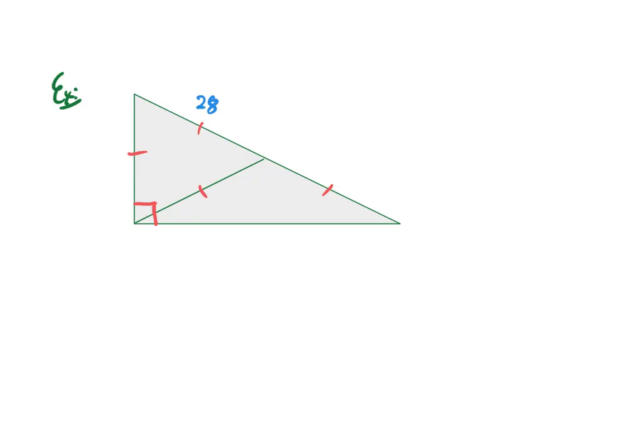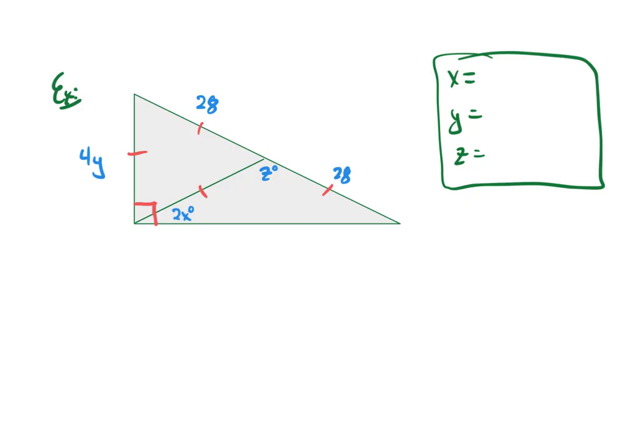Okay? And then some information here. This segment is 28. This segment is 28. This one is 4y. This angle right here is 2x big, and this angle right here is z big. And so what I'm going to ask of you is to find the value of x, the value of y, and the value of z.